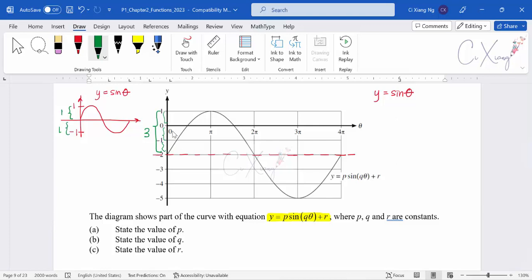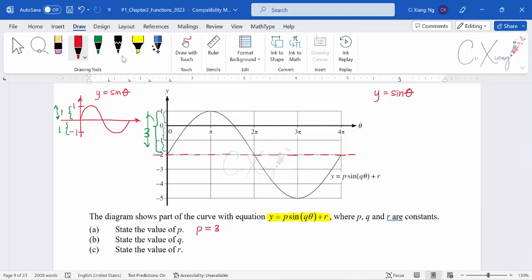Okay, so that means from here you know that your graph is actually being stretched from 1 unit to 3 units vertically. Correct or not? Because it is like the vertical height from 1 until 3, if you compare the upper half part of the graph. Alright, therefore, what is the value of P? P will be equal to 3.